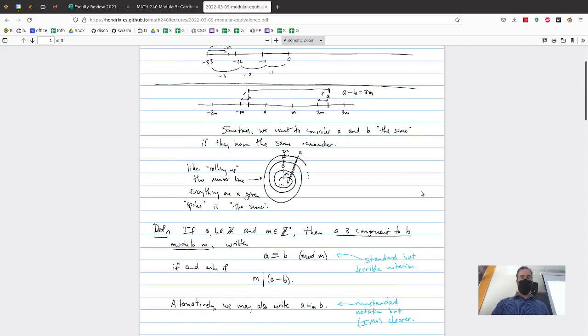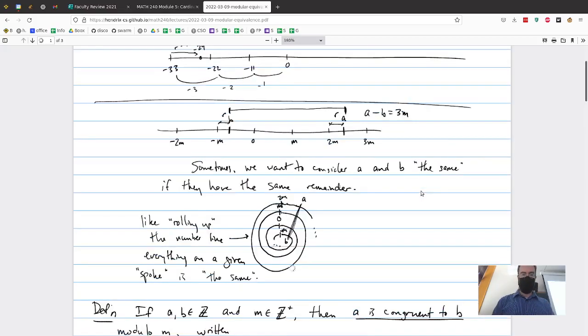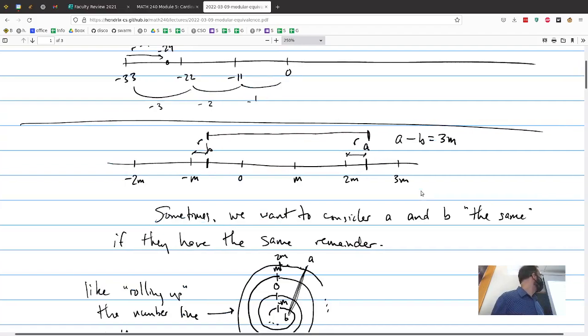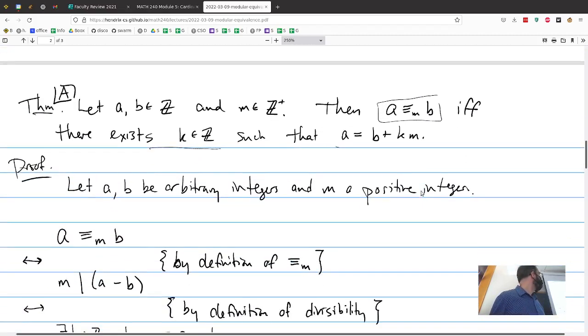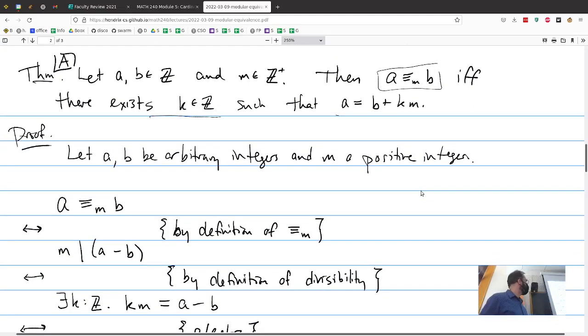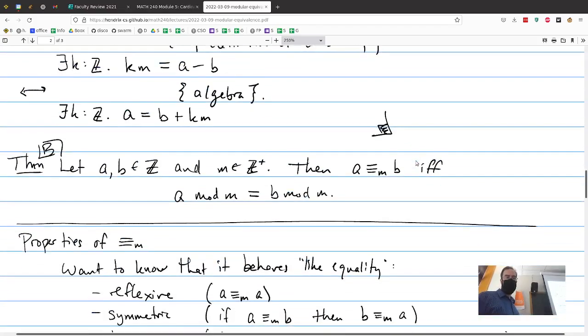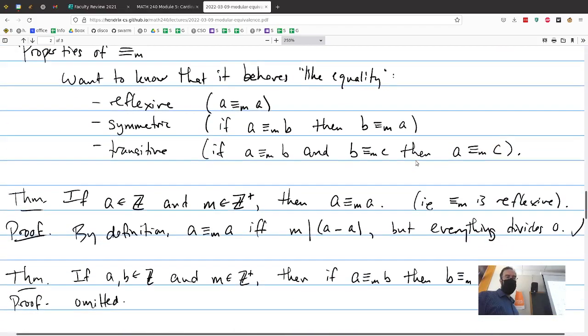We defined this idea of things being equivalent modulo some divisor. And in particular, we then proved a whole bunch of properties about this modular equivalence, right? So this theorem just says, here's a different way that you could think about it, like this is equivalent, so we could maybe sometimes use that to prove things about it. And then we proved a whole bunch of properties.